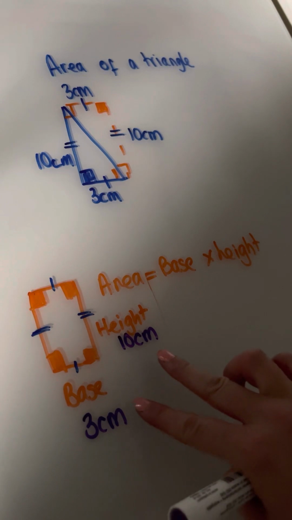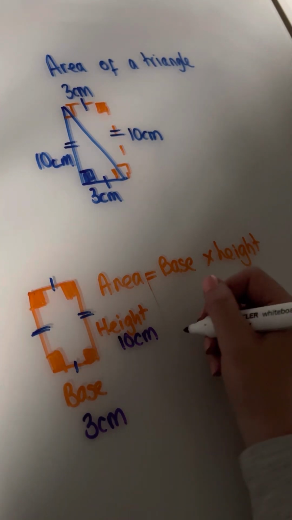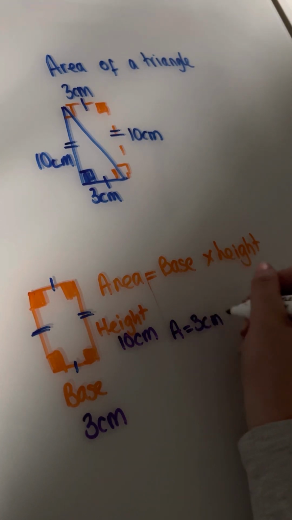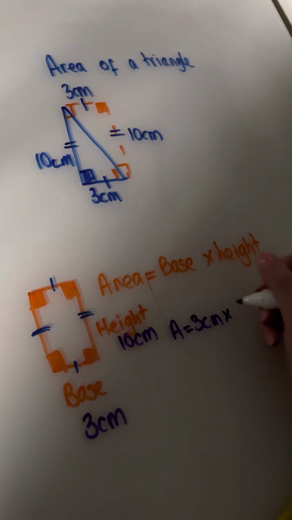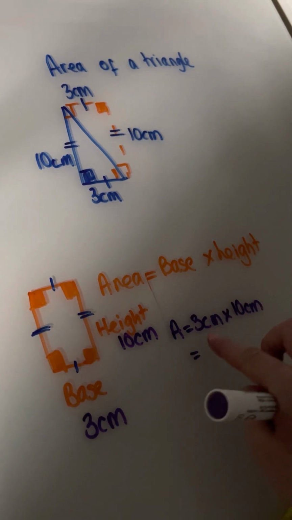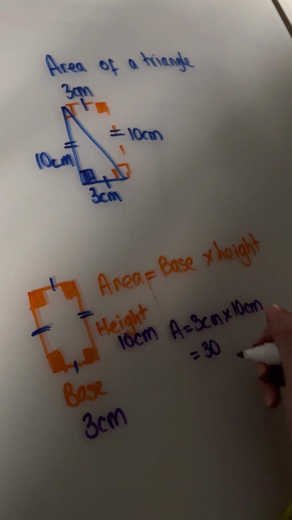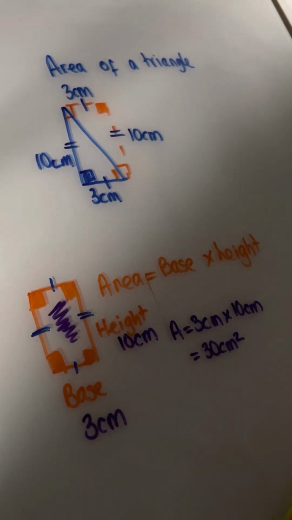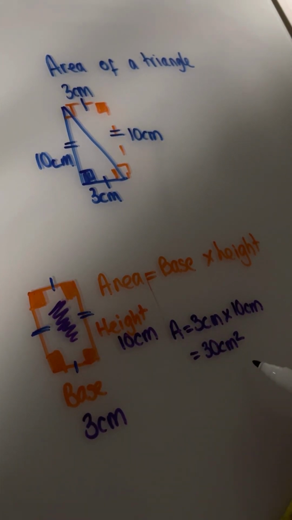We're going to put our numbers into our formula. So the area would equal the base, which is 3 centimetres, multiplied by the height, which is 10 centimetres. 3 times 10 is 30, and our unit would be centimetres squared. So the area, we know the space all inside here is 30 centimetres squared.